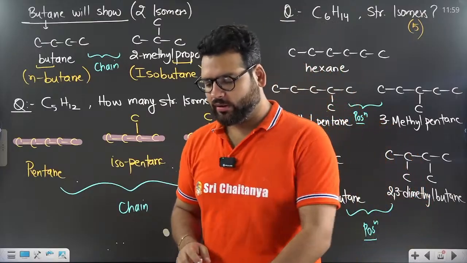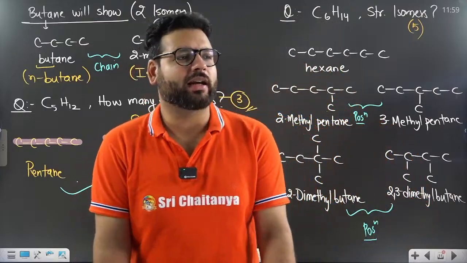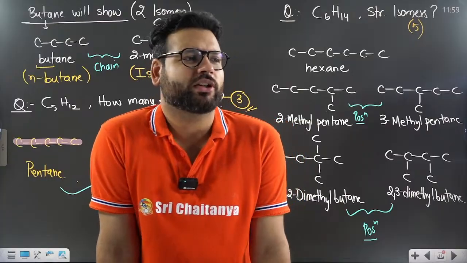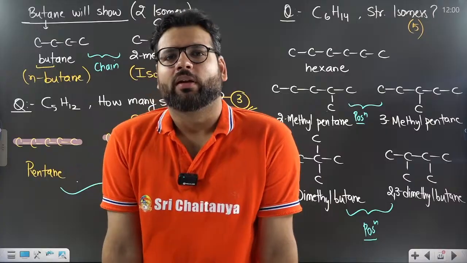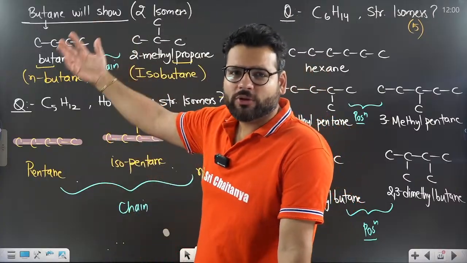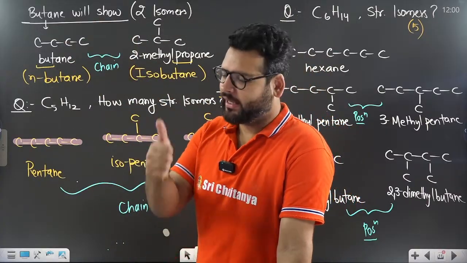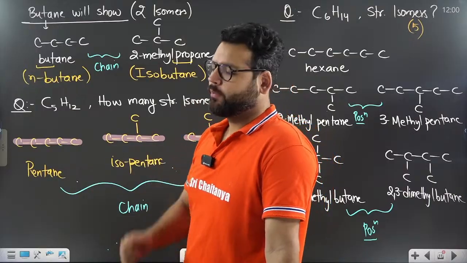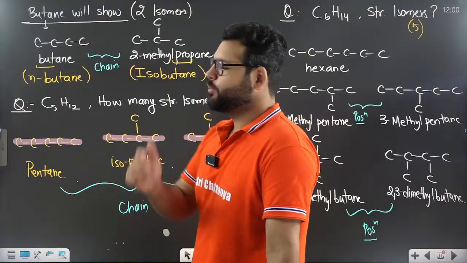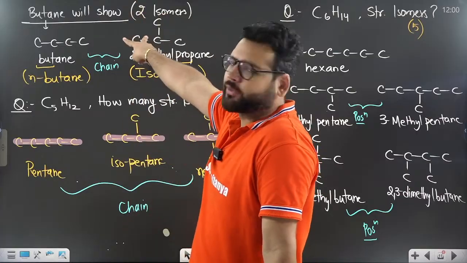Beta, which alkane shows positional isomerism? Means you draw all the isomers of the alkanes. Methane, no isomerism. Ethane, no isomerism. Propane, no isomerism. Butane, yes, it shows 2 isomers.